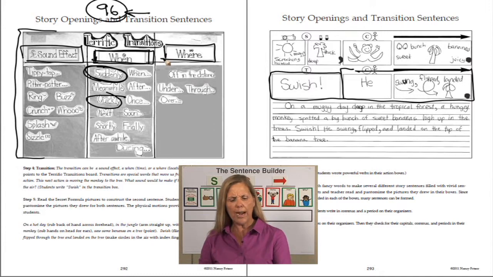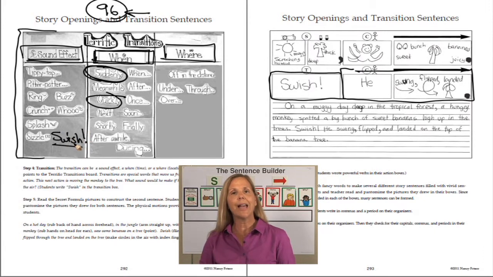Let's go over to where. Off in the distance? No. Under the tree? He swung, flipped, and landed. No, I don't really see many here that I like. Let's go over here to the sound effect. We have tippy-tap, pitter-patter, splash, sizzle, woo, crunch. No, nothing sounds good there. What sound would it be if he was swinging through the air? Oh, swish. Let's add that to our chart.